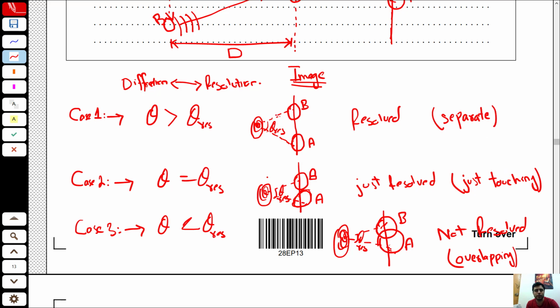Okay, three cases, remember this. When the angle of diffraction is bigger than the angle of resolution, it's good. The images can be seen as resolved, separate. When the angle of diffraction is exactly equal to the angle of resolution, the images are just resolved. They're about to overlap, just touching each other. When the angle of diffraction is smaller than the angle of resolution, it's not good. The two images are overlapping because the angle is smaller than the minimum possible angle required for the two images to be resolved. So the images will overlap and hence will not be resolved.